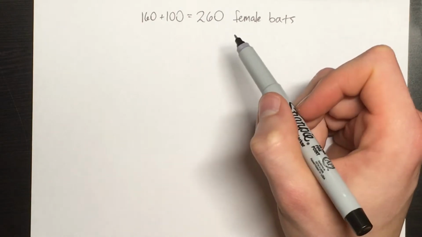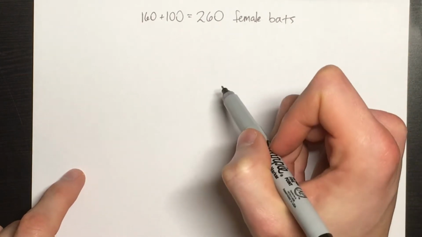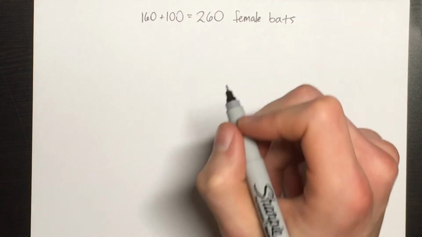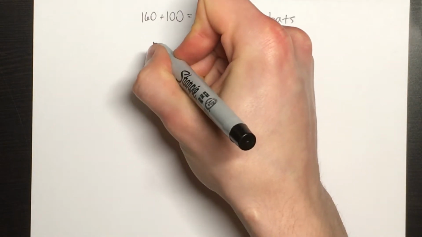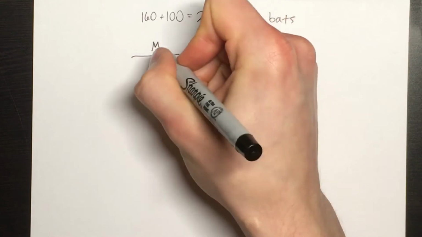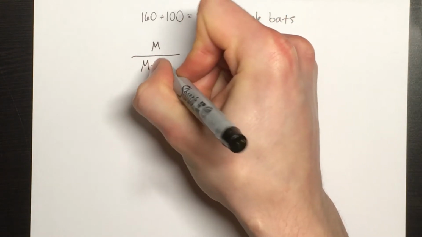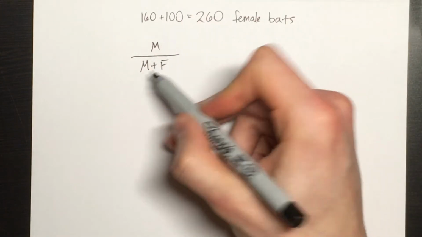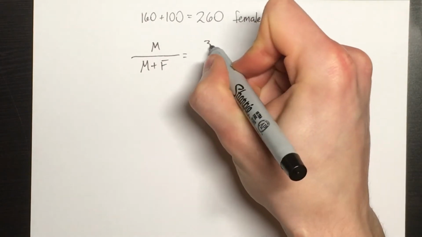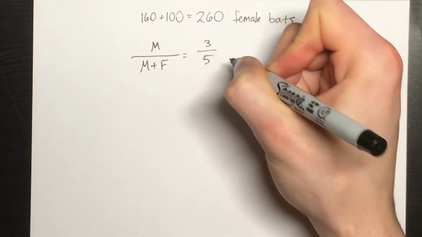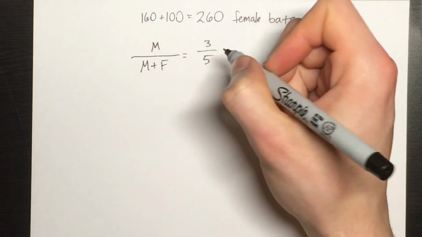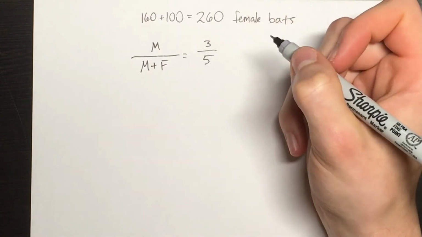So here's how you want to set this up. You want 3/5 to be male, right? So you want your number of males over your number of males plus females, your number of males over your total, to be equal to 3/5, right? So given this, why don't you just plug in what you know and solve for what you don't?